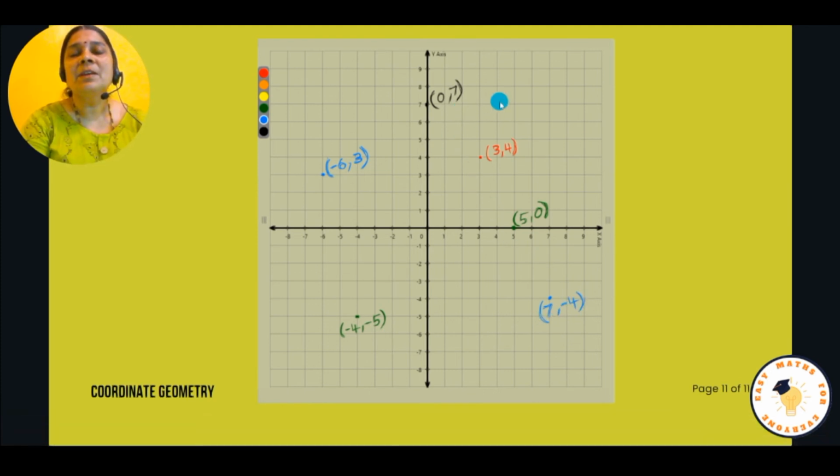What happens if one of the values in the ordered pair becomes 0? For example, in (0, 7), the x value is 0. This point will lie on the y-axis. Similarly, in this ordered pair, the y value is 0 and this point will lie on the x-axis.